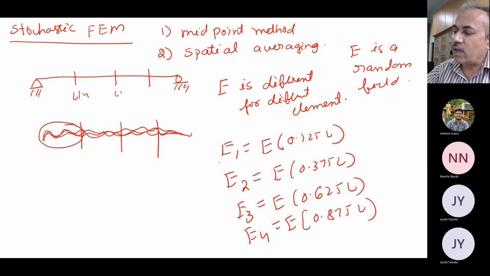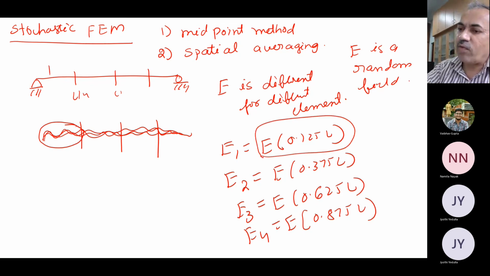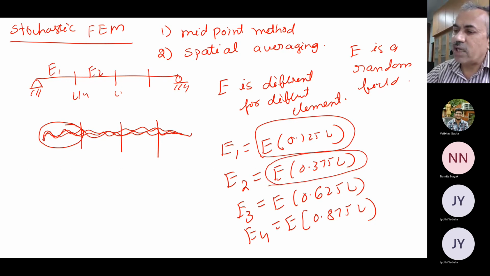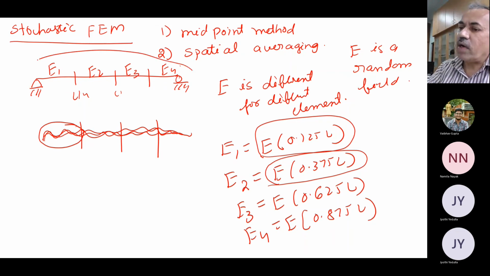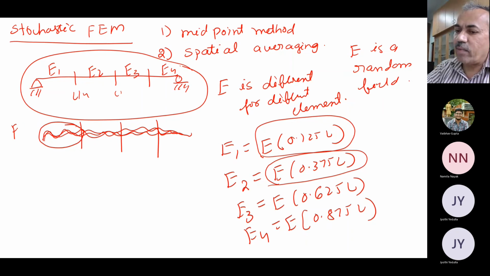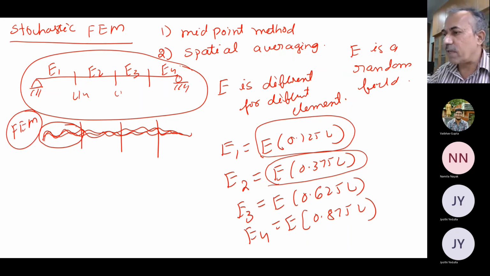So you pick up the value of the random Young's modulus at 0.125 times L and assign it to this element. E2 you measure at 0.375 times L, and you take whatever value has been provided, so each element gives a different value. Similarly E3 and E4. Now once you know E1, E2, E3, E4 for all these elements, the problem is more or less a deterministic problem. The only thing is that Young's modulus is varying for all the elements. So now you do the finite element analysis, and then you can do reliability or whatever you have studied previously, and you can calculate these numbers.